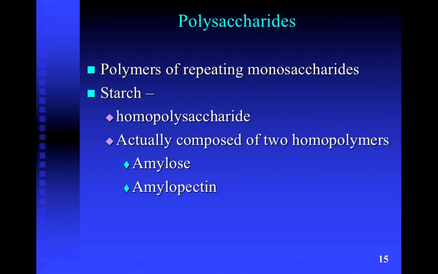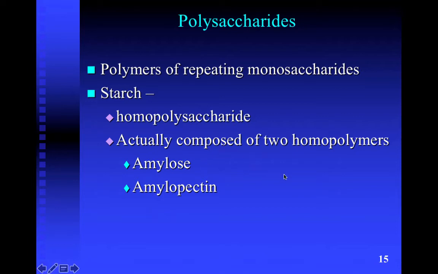Let's talk about polysaccharides. These are polymers of repeating monosaccharides. The most common one we'll talk about is starch. Starch is a homopolysaccharide. Homopolysaccharide means that the polysaccharide is made from one type of molecule, which we know is glucose. So starch is all glucose.